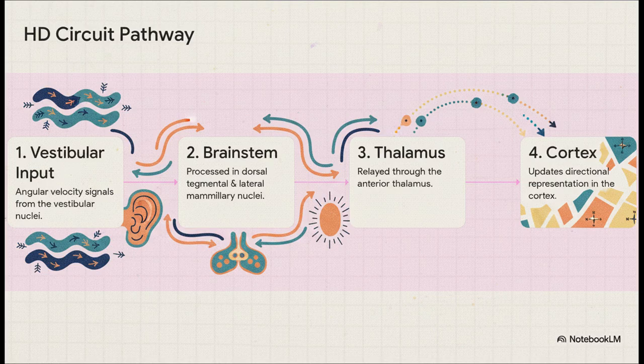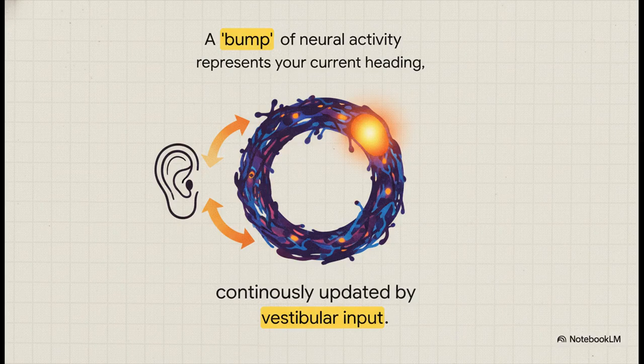A really great way to picture this system is as something called a ring attractor. Just imagine a ring of neurons, and on that ring, there's a bump of peak activity. That bump represents your current heading. Now, as you turn your head, it's the vestibular angular velocity input that literally pushes that bump of activity around the ring. It's just a really elegant, continuous way to keep your internal compass pointing in the right direction.